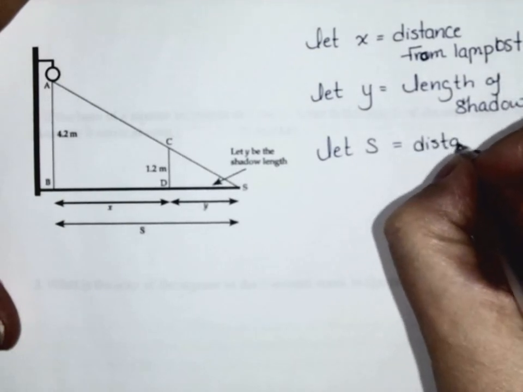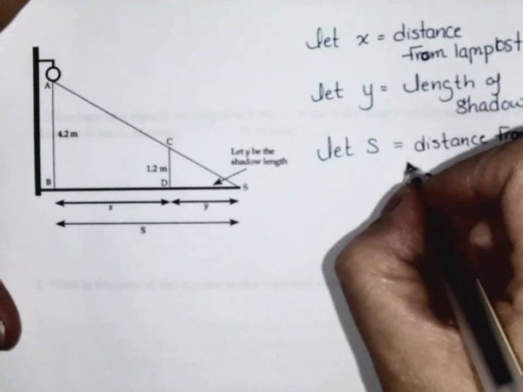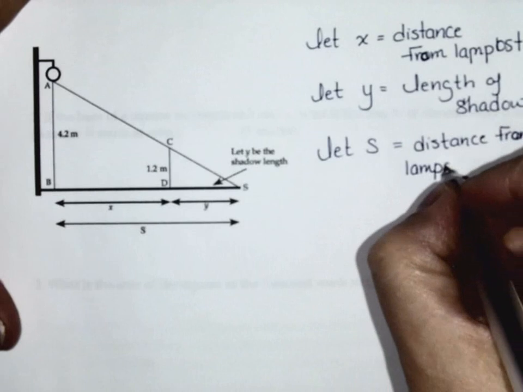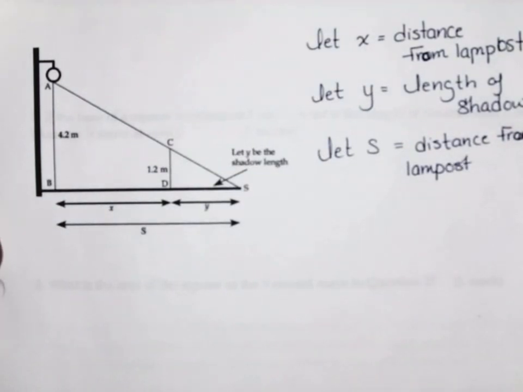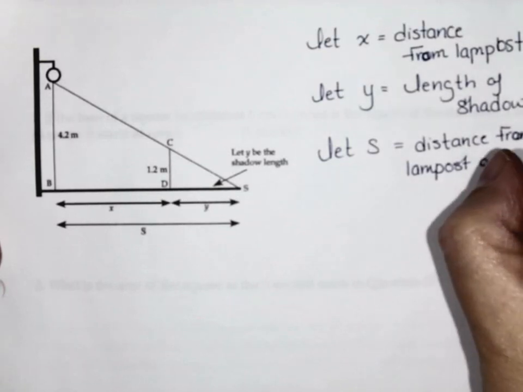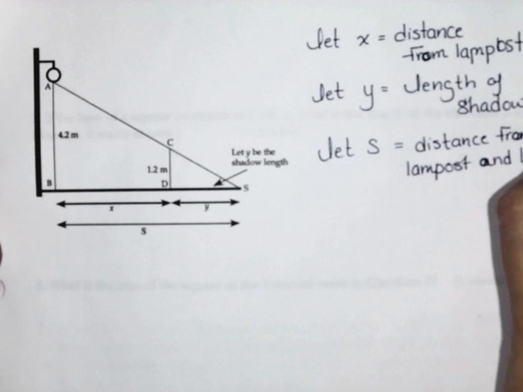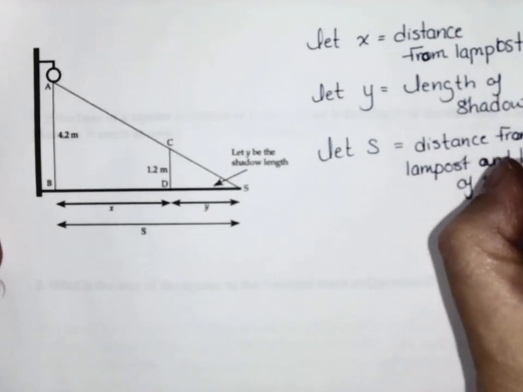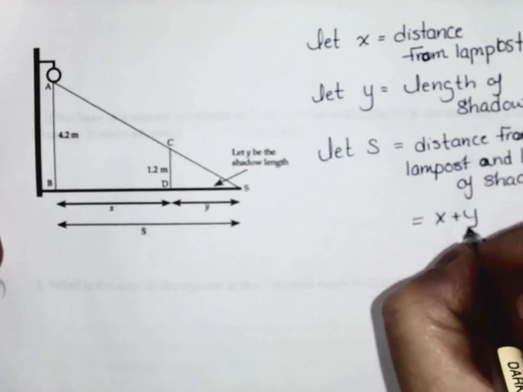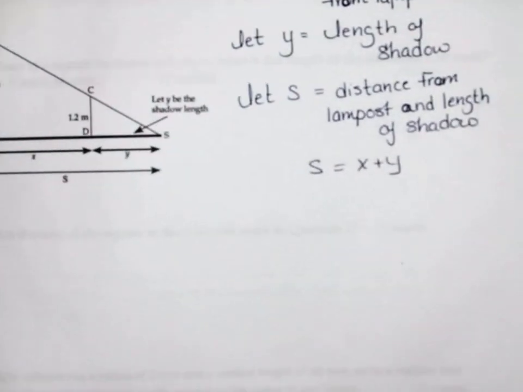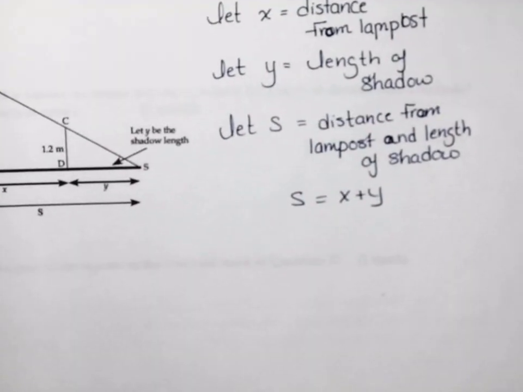the distance from lamppost, it has two Ps, I'm only writing it with one, and length of shadow. I think what would have been easier if I just went x plus y. That would have been so much better. I've spelled lamppost wrong the whole time.